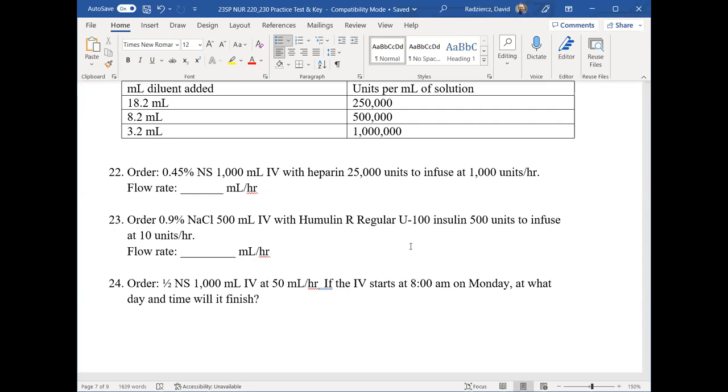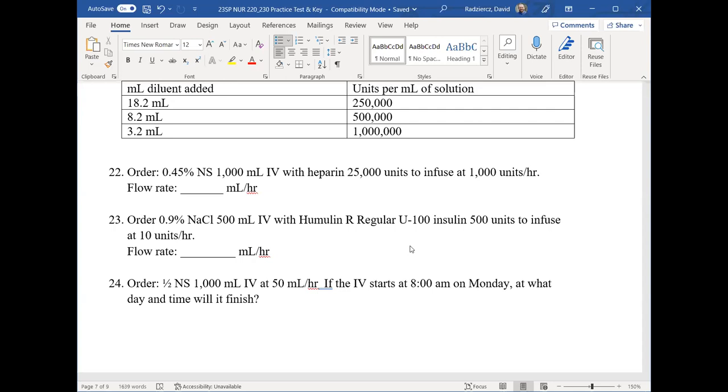Okay. So first things first, we have an order of 0.45% normal saline, 1,000 milliliter IV with heparin 25,000 units. Then it says it's infusing at 1,000 units per hour. And then it says to calculate the flow rate, but when they say flow rate, they don't want it in units per hour. They want it like it would be put on the infusion pump, which is going to be milliliters per hour.